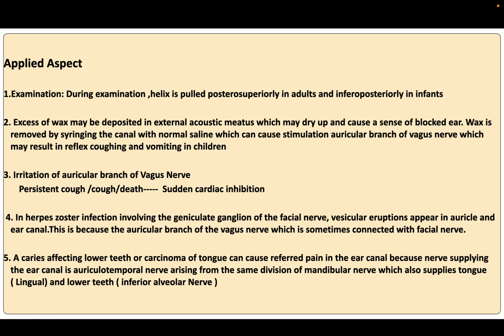Now, if a caries is there in the lower teeth or carcinoma of the tongue is there, then the patient can feel referred pain in the ear canal, because the nerve supplying the ear canal is the auriculotemporal nerve, arising from the same division of the mandibular nerve from where the branches supplying the lower teeth and tongue arise. For lower teeth it is the inferior alveolar nerve, and for the tongue it is the lingual nerve. So these branches arise from the posterior division of the mandibular nerve. They have a common origin, so that's why referred pain may occur in these pathologies.